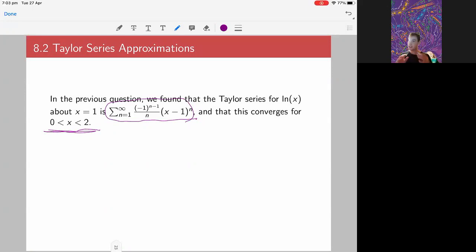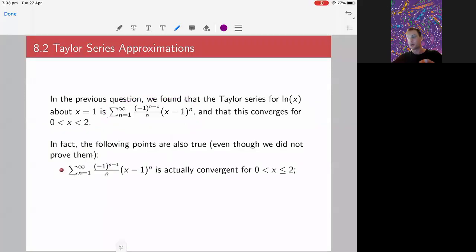Now, this is actually all we showed, but I want to point out what else is true, other facts about this particular Taylor series that are true, but don't actually follow immediately from the computation we just did. So we showed that it was convergent for x between 0 and 2. It turns out that this series is also convergent when x equals 2. However, this series is not convergent if x equals 0.